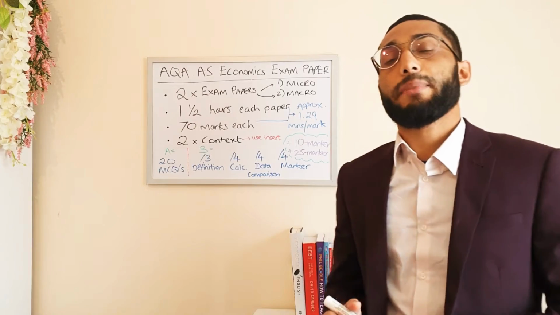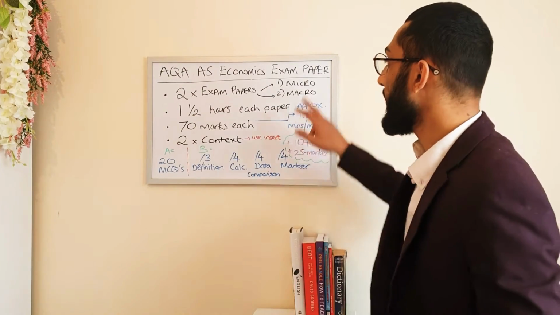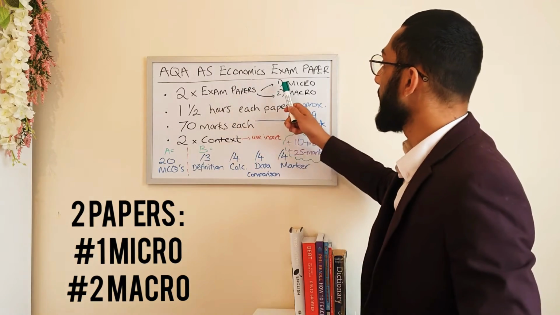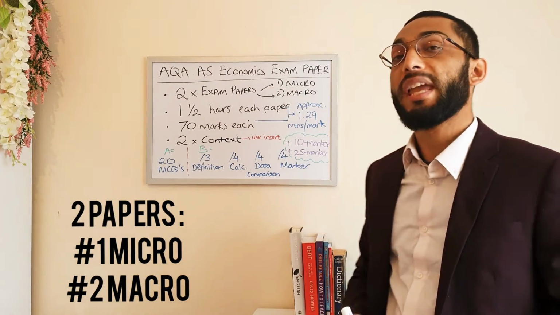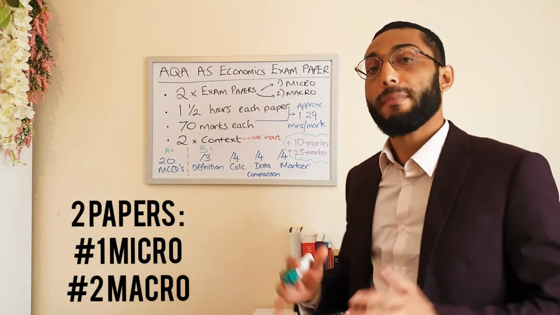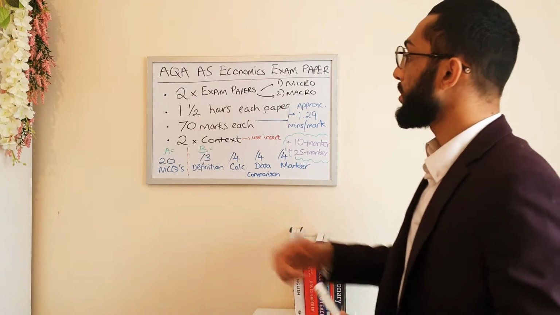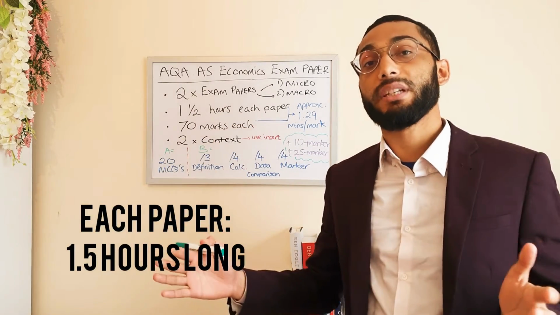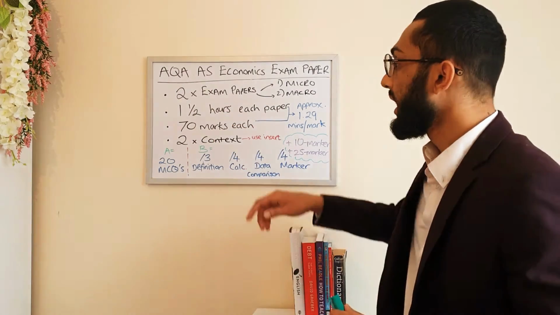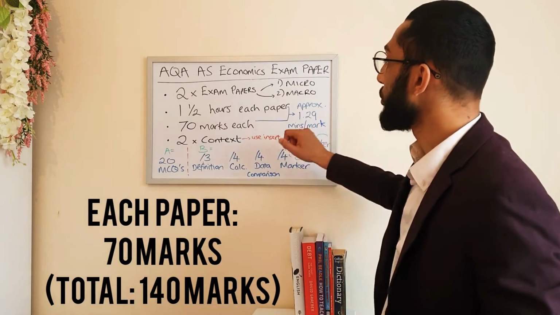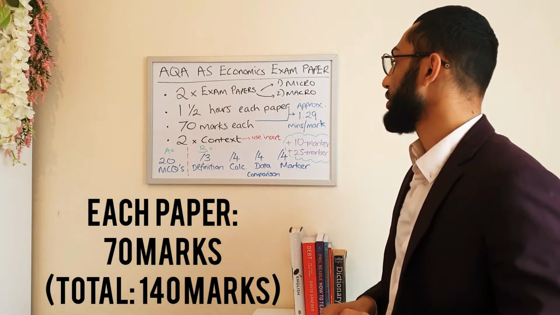So the AQA exam paper has been split into two papers. So you will be sitting two exam papers at the end of the year. The first paper is going to be based on microeconomics, and the second paper will be based on macroeconomics. Both papers will be 1.5 hours long. So each paper will be 90 minutes in duration, and they will have 70 marks each. So both paper 1 and paper 2 will have 70 marks each.